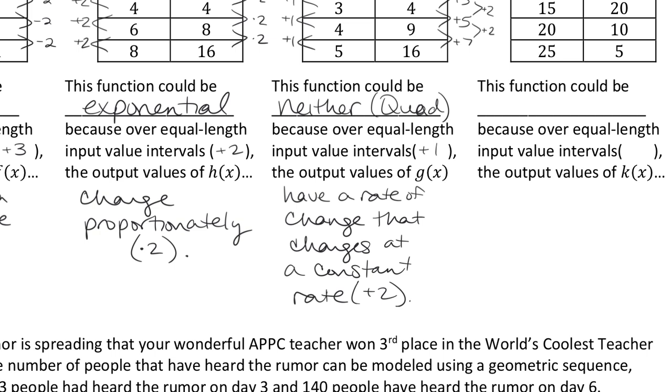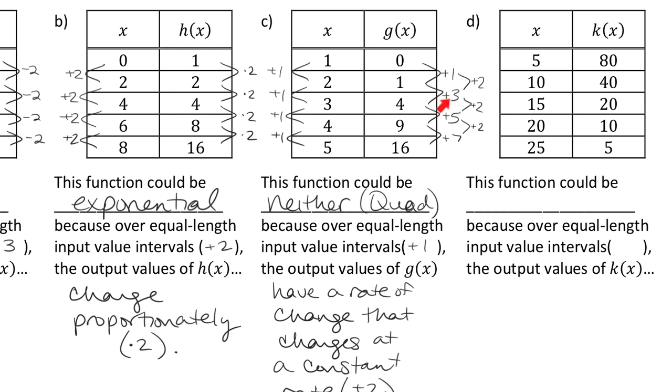Do we have to remember to write this? Yes. The output values have a rate of change that changes at a constant rate. And here's how we remember that. The first thing that we're finding right here is the rate of change. This is the change in the rate of change. That's what you're finding. It's still annoying to write.